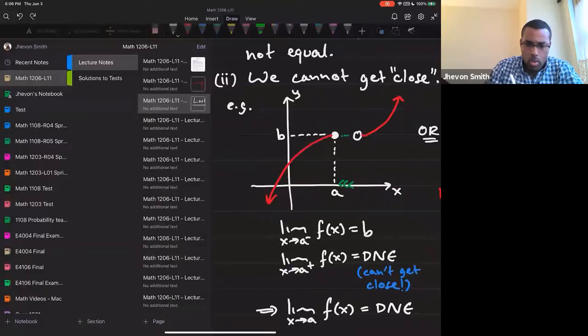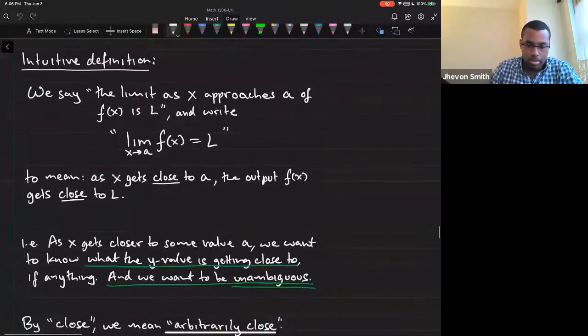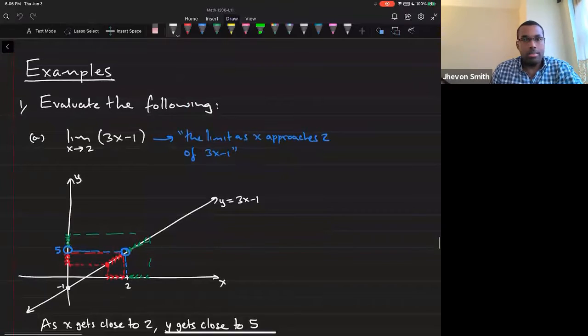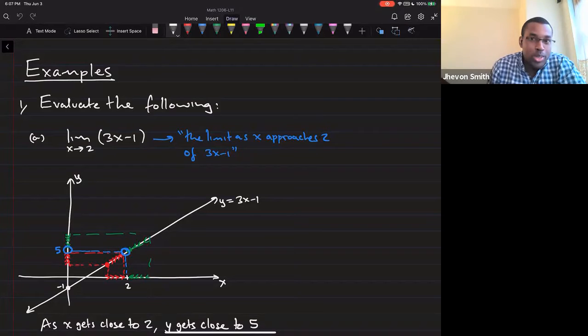So last time we looked at a bunch of examples about this guy, the limit as x approaches 2 of 3x minus 1. We sort of saw that in this case, it seems like we could just plug in to get the answer, right? And yeah, you could technically do that because you could be at 2. That's super close to 2.